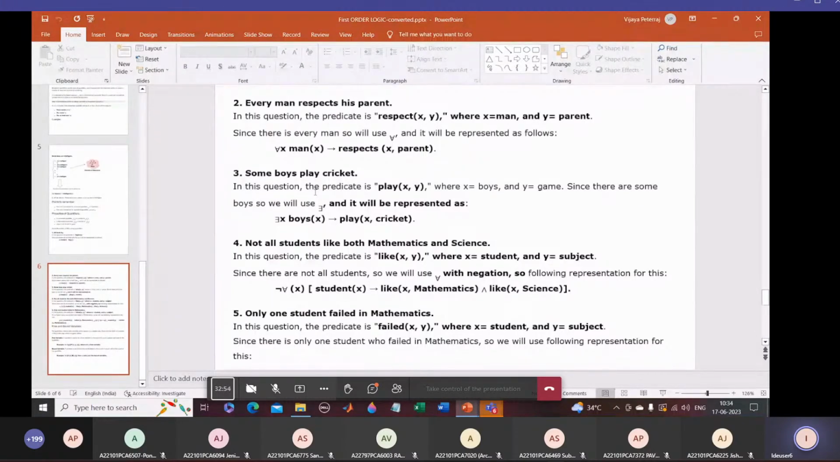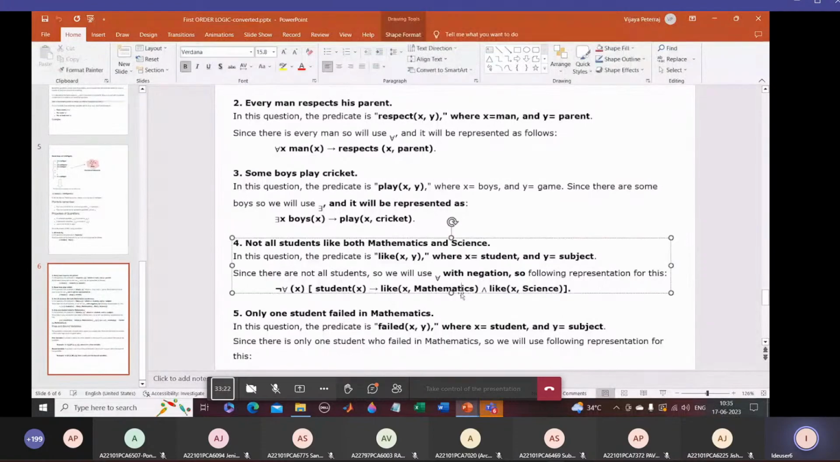Not all students like both mathematics and science. Okay? So X is kept for student, Y is kept for subject. X is student, Y is subject. Okay? So X is a student. Not all: for all we put inverted A. For not of all, what should we do? Put negation. Okay? Like mathematics. So they are stating separate subjects: they don't like maths and they don't like science. They don't like both subjects. Okay? So X, negation here. X don't like mathematics and X don't like science. That's all.